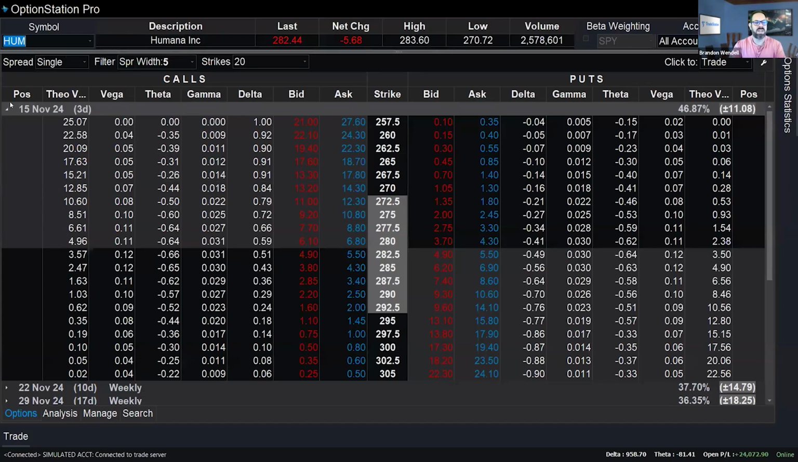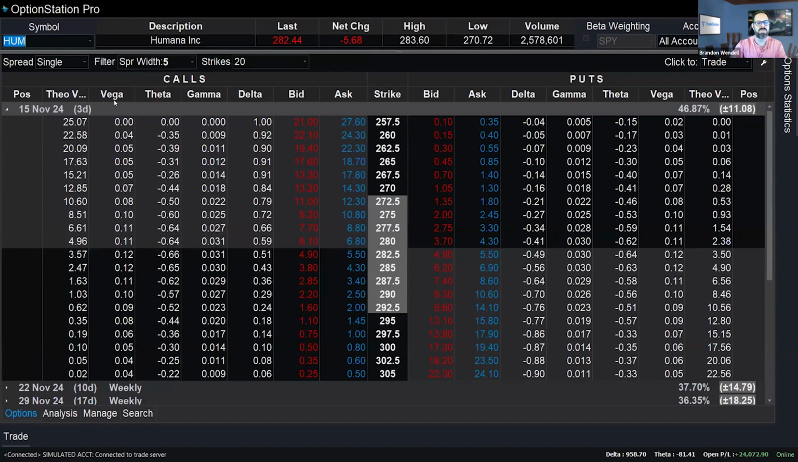So quickly looking at Humana, I'm not going to trade 3-day options. I could, but I'm not going to right now. But we know that the volatility is relatively low on all options. Now we can kind of verify that by taking a look at the theoretical value.